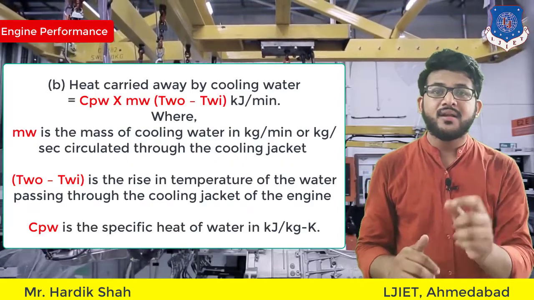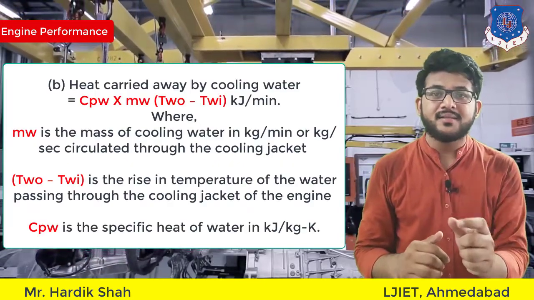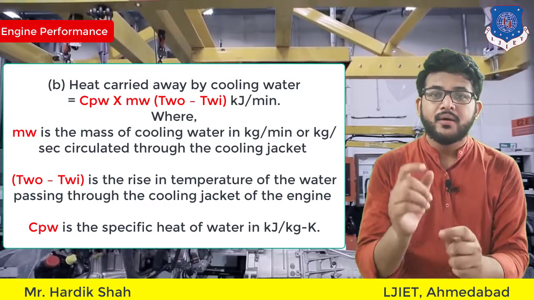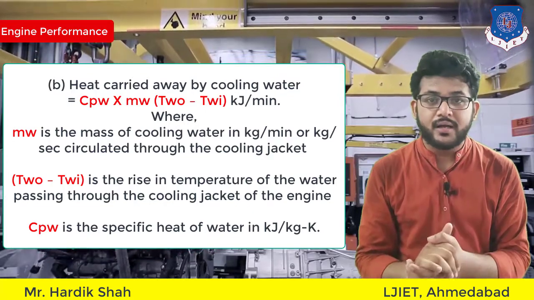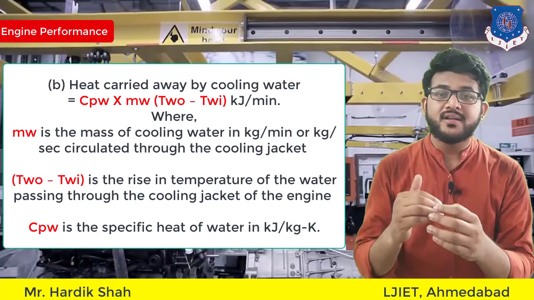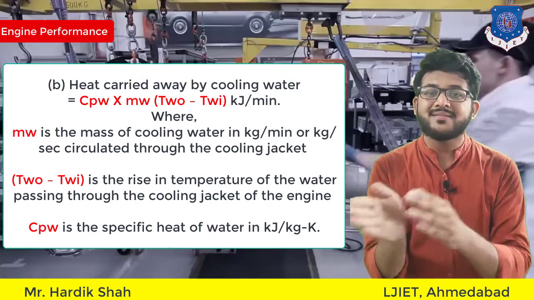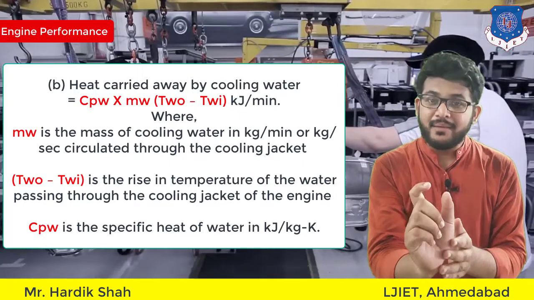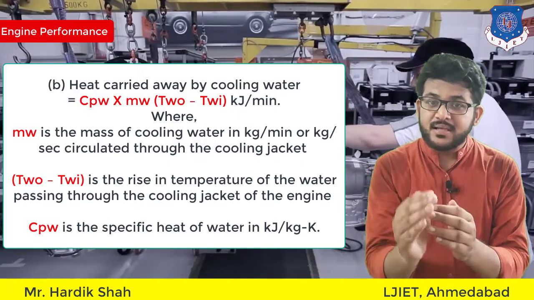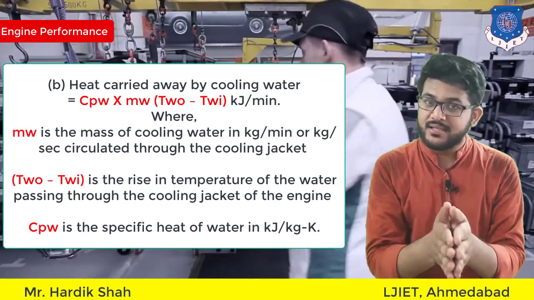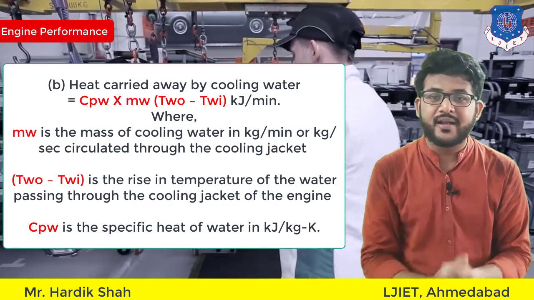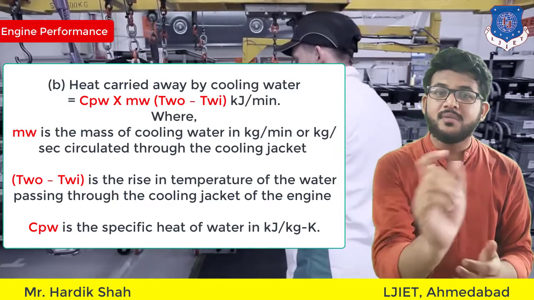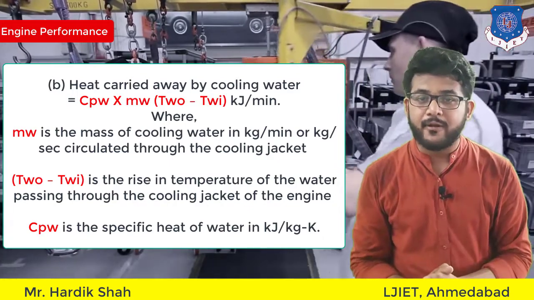Thereafter, heat carried away by the cooling water, that is CPW into MW into (TWO minus TWI), where MW is the mass of cooling water, and TWO minus TWI is the rise in temperature of the water passing through the cooling jacket of the engine, and CPW is the specific heat of water. Generally we take 4.18, and it is measured in kilojoule per kilogram Kelvin.